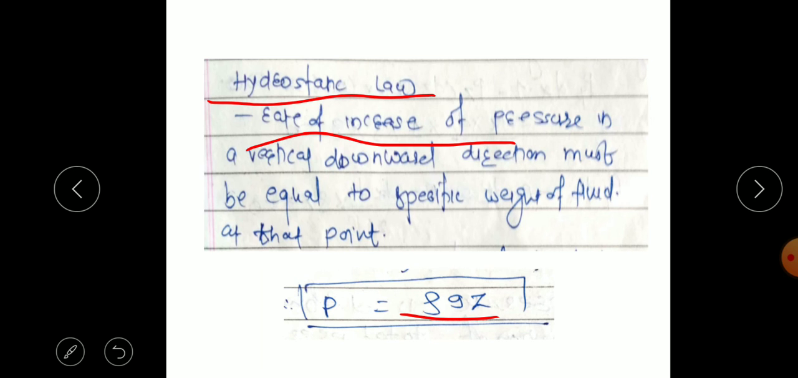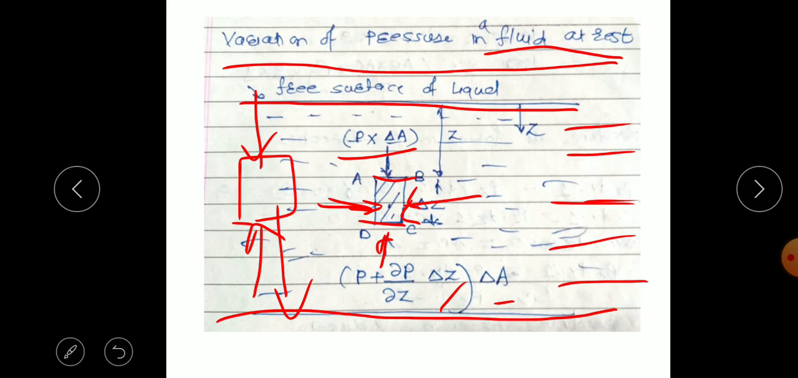The specific weight of the fluid is what we know as rho g. So at that point, the rate of increase of pressure in the vertical downward direction is equal to the specific weight of the fluid at that point. So we get delta P as rho g. After solving, we get the equation as rho g z. So this is the important statement.